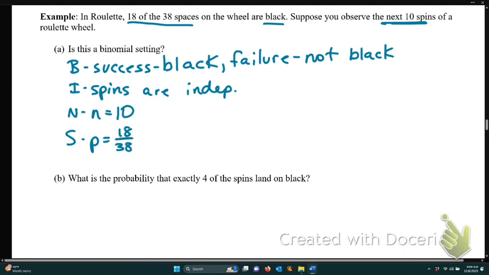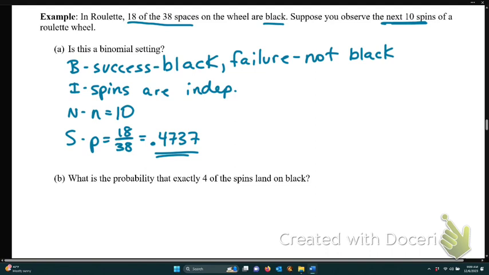Sure, you can tell me the decimal. 0.4737. Okay, perfect. I'll take that. You can use 18 over 38 as well. That's cool. All right. Y'all ready?